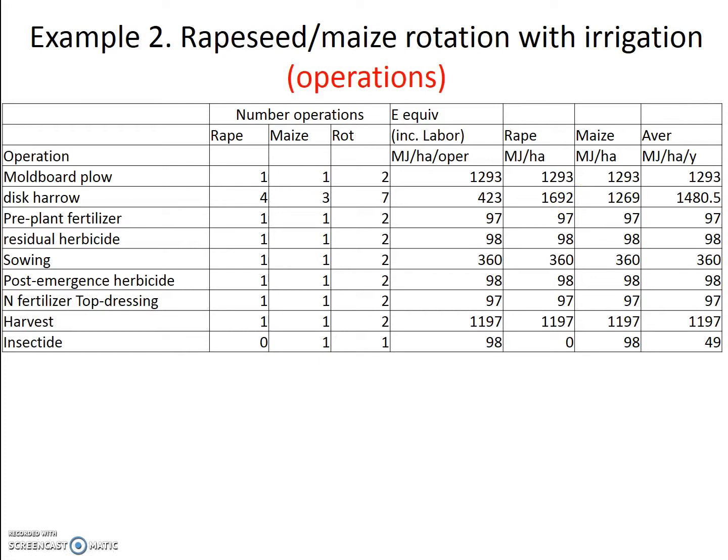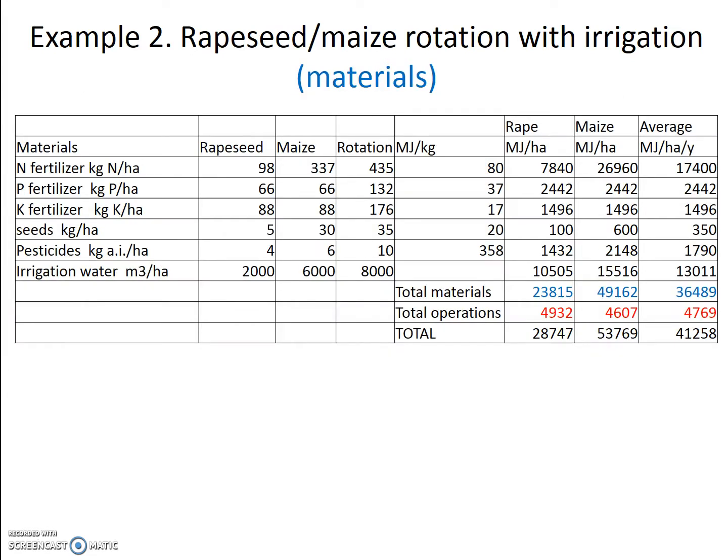We perform the same calculations now considering the materials. So we write down a table where we put the amounts of material applied to rapeseed and maize: 98 kilos of nitrogen to rapeseed, 337 kilograms for maize, for nitrogen, and the same for phosphorus, potassium, for seeds, for pesticides, and the total amounts of irrigation water.